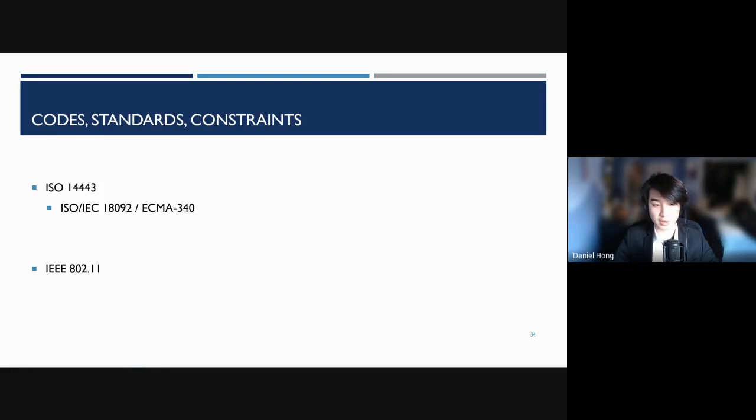18092/ECMA 340, which is based off of the previously mentioned ISO 14443, but is specifically for near-field communication, its interface, and its protocol. The standard will tell us about its coding, transfer speeds, and initialization schemes for both passive and active NFC modes. Finally, we have the IEEE 802.11 standard, which is used for Wi-Fi, which we plan to use if we do not want to use Ethernet in the spring semester.